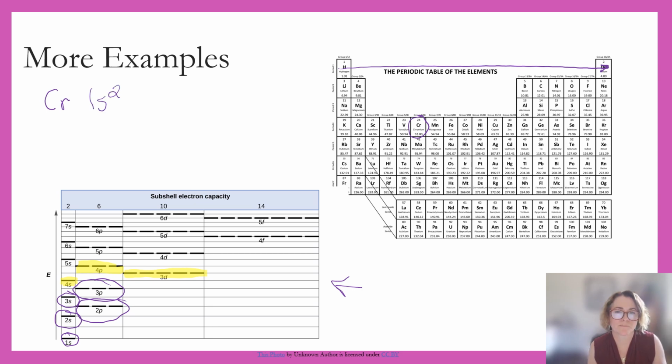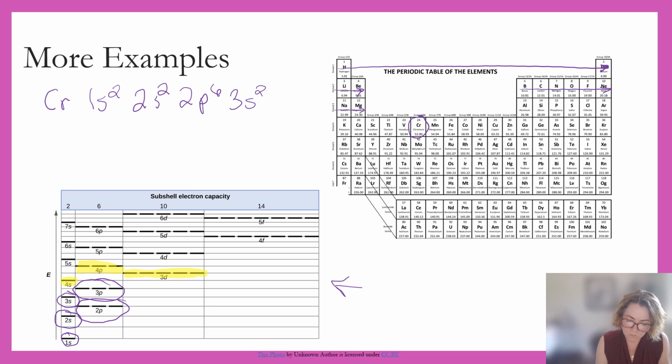So it is 1s2. Then I'm going to go to the next energy level or the next period. I'm going across the S block. So that takes me to 2s2. And all the way across the P block. And so that takes me to 2p6. Next, I am going to go down to energy level 3, period 3. I'm going to go straight through the S's, so that's 3s2. And then I'm going to go straight through the P's, so 3p6.